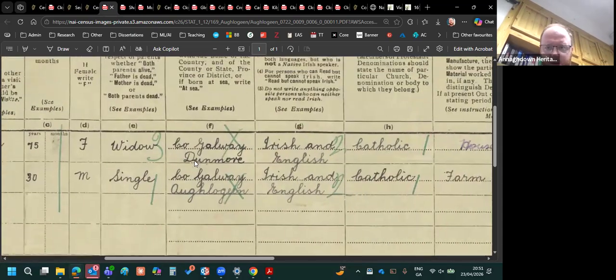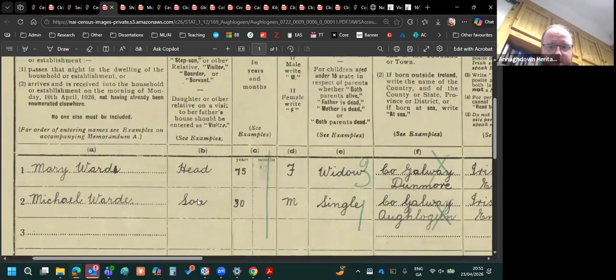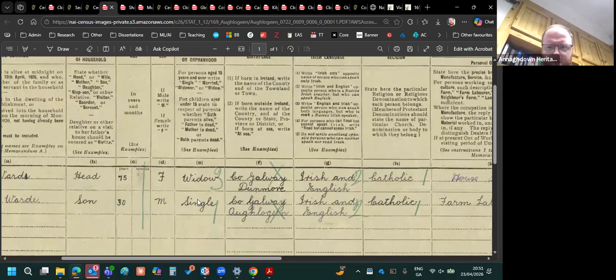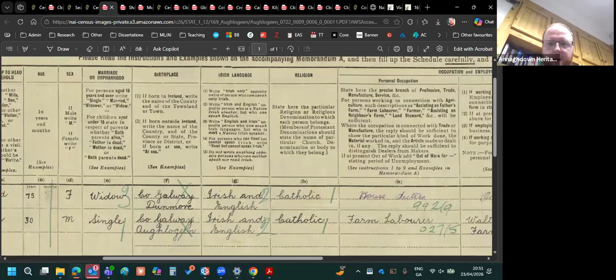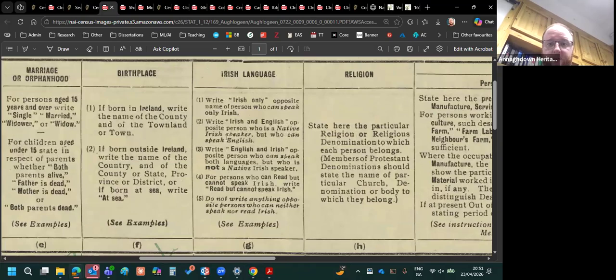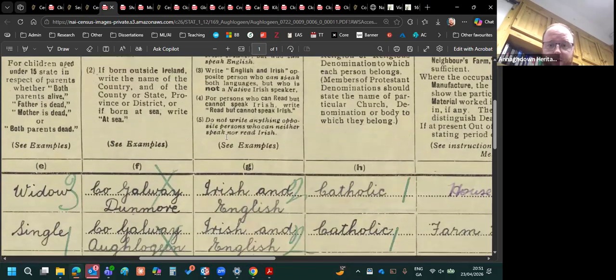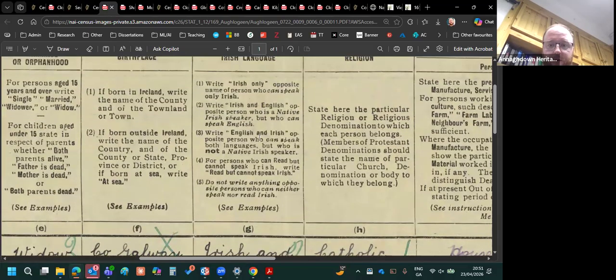Where's read and write? Oh yeah. Did they have read and write there? Did they ask that question? No. Oh right, sorry. Oh, hang on. No, that's telling them to write. So it's speak Irish and English. They're only interested in read but cannot speak Irish, but it doesn't ask whether they can read or write English.